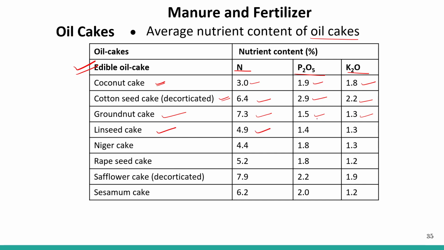Linseed cake: 4.9 nitrogen, 1.4 phosphorus and 1.3 potassium. Niger cake: 4.4 nitrogen, 1.8 phosphorus and 1.3 potassium. Rapeseed cake: 5.2 nitrogen, 1.8 phosphorus and 1.2 potassium. Decorticated safflower cake: 7.9, a very high nitrogen content, 2.2 phosphorus and 1.9 potassium. Sesame cake: 6.2 nitrogen, 2 phosphorus and 1.2 potassium.